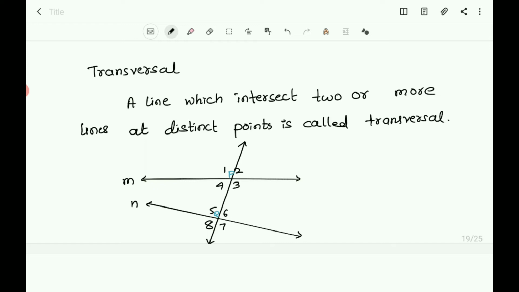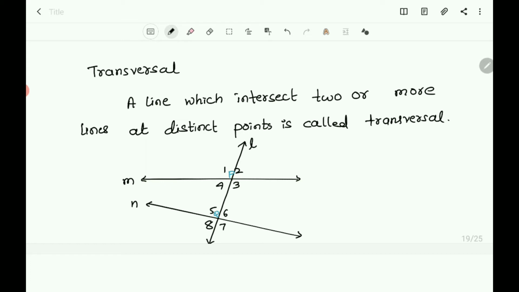Here there are two lines M and N, and one more line, that is L. When the line L intersects the lines M and N at two different points P and Q, the line L intersects M at P and N at Q. So this one single line which intersects two different lines is called a transversal. So what is a transversal? It is a line which intersects two or more lines at distinct points.